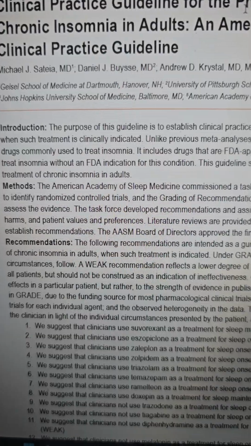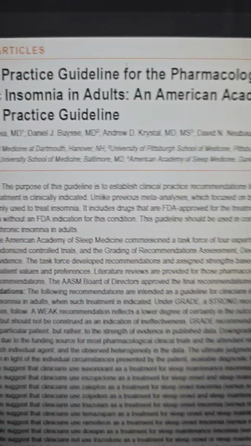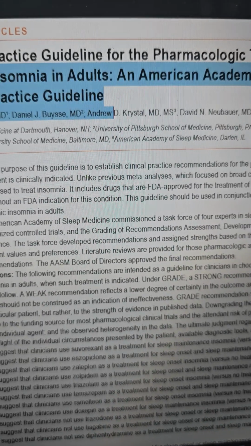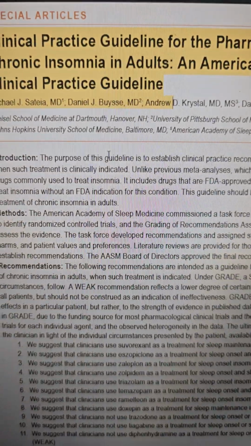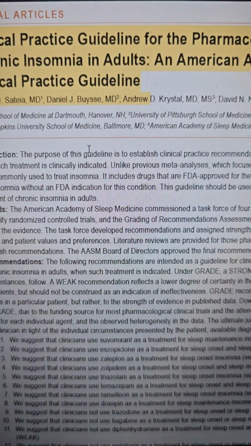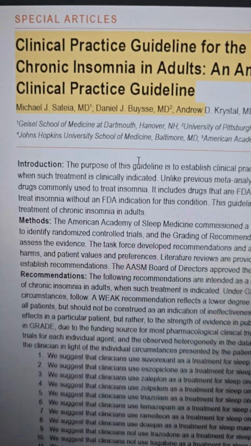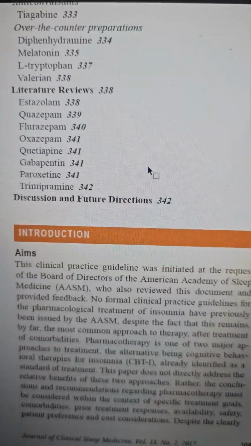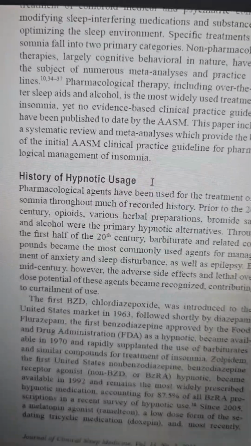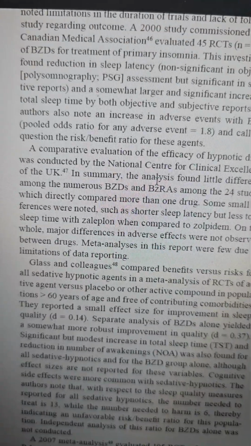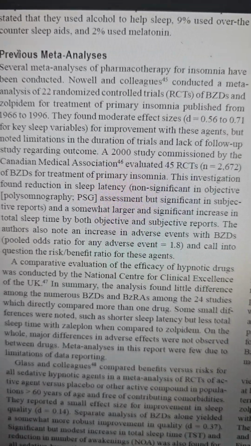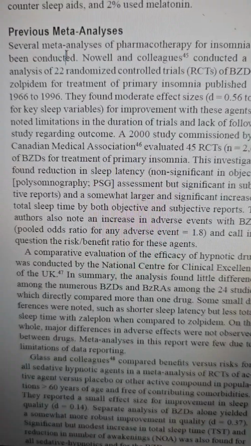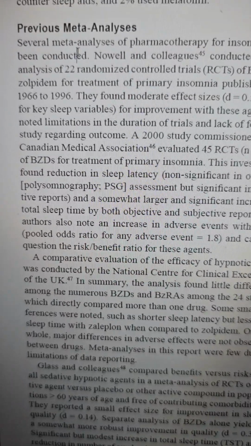This clinical practice guideline for the pharmacologic treatment of chronic insomnia in adults, an American Academy of Sleep Medicine clinical practice guideline, right? We're going to study how Michael Sateia and his group pencil down their ideas on the reviews that they did. Let's scroll down quickly to one of the paragraphs of interest. They were analyzing a previous meta-analysis on this topic. So if you notice how they went into this paragraph, I hope you can see my screen.